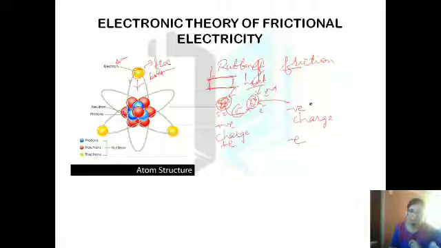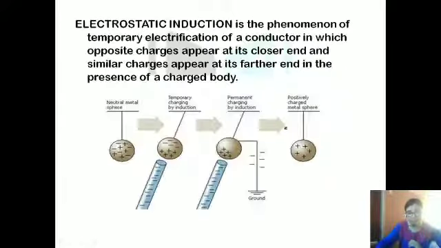Okay, so this is how charges develop in the body because of friction. One body loses electrons, the other body acquires electrons. The body which loses electrons becomes positively charged, and the body which gains electrons has an excess of negative charge. So here it becomes negatively charged. So this is the explanation, that is the electronic theory of frictional electricity.